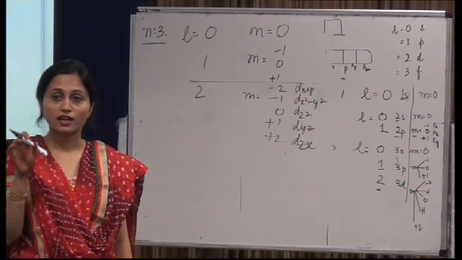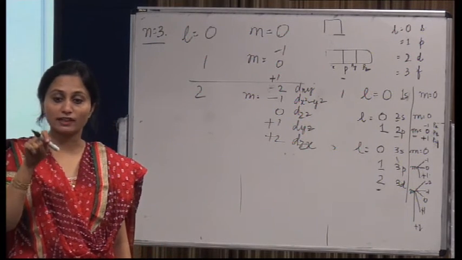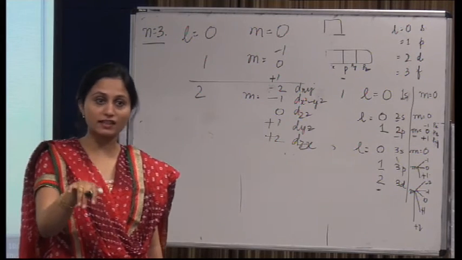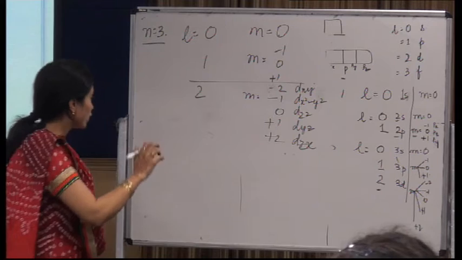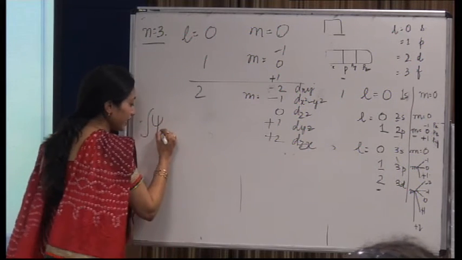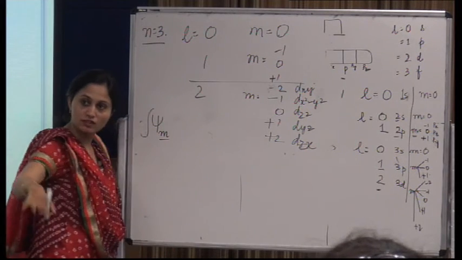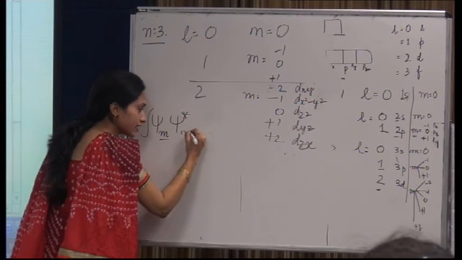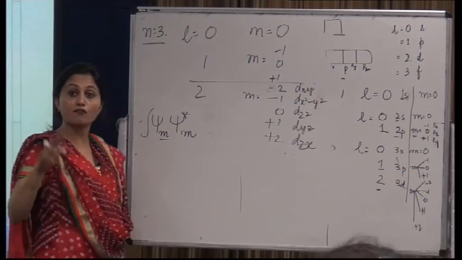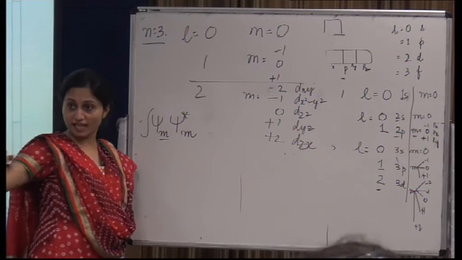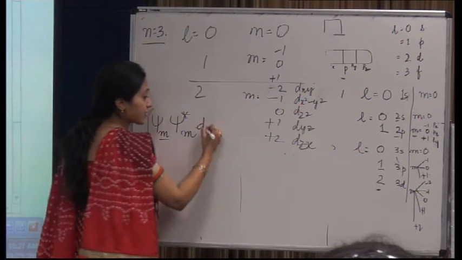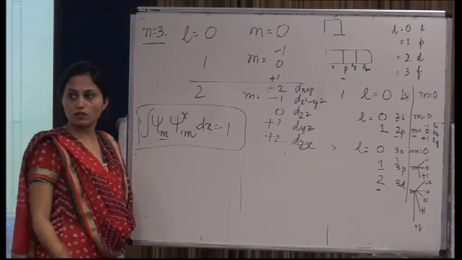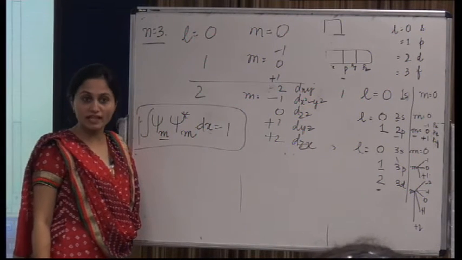Normalization was when you are finding out the probability of you being present at the same level. When you are present here, normalization was psi at, say, the mth level, whichever level, and the complex conjugate also at the same level. That means what is the probability of you being found at the same level, and that we said was equal to 1. What was this principle? Normalization.